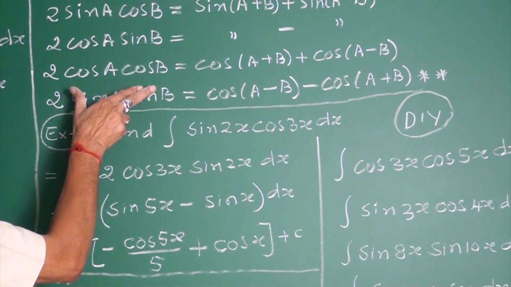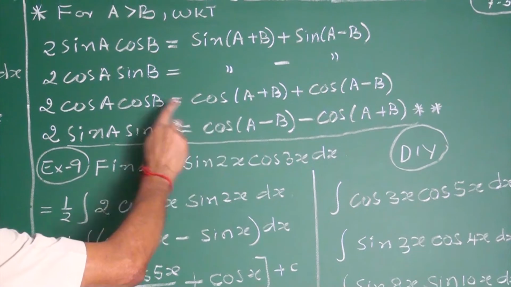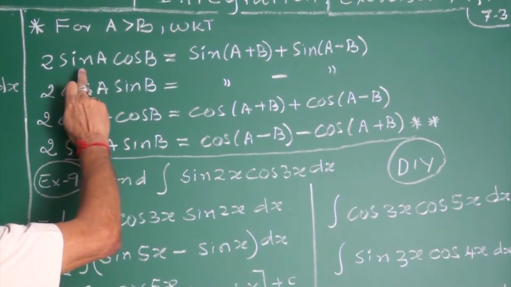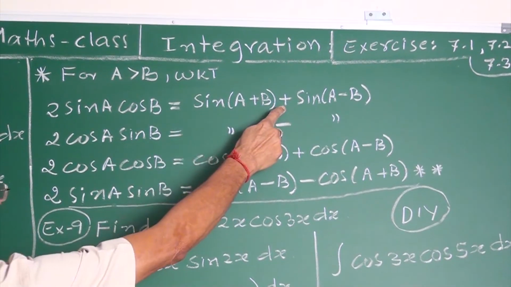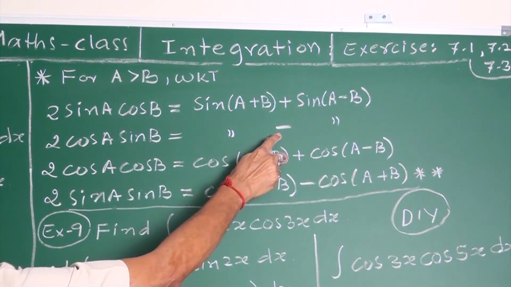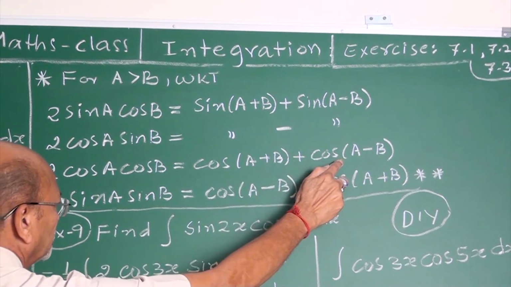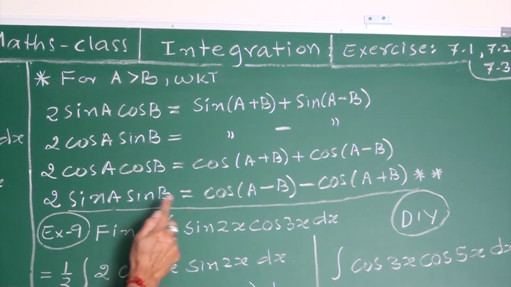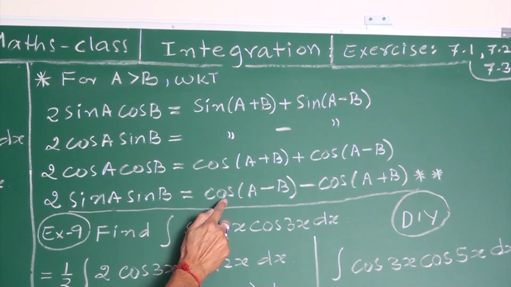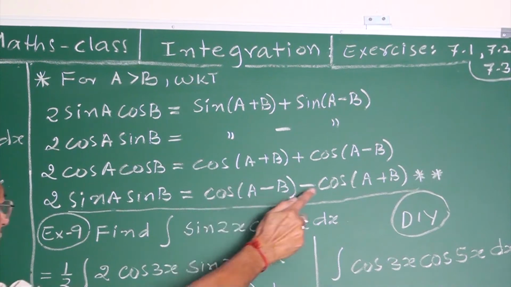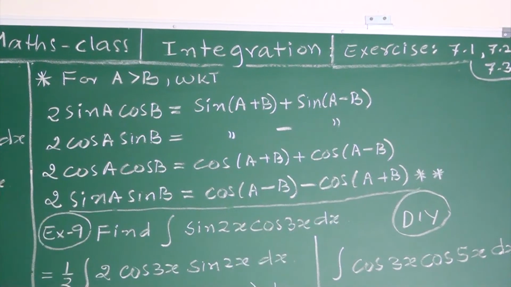When both are sine or both are cos, it is with a cos. Mixture, it is with a sine. Sine cos plus sine, cos sine minus sine. Purely cos: cos of the sum plus cos of the difference. Purely sine: cos of the difference first. Remember this: cos of the difference minus cos of the sum.